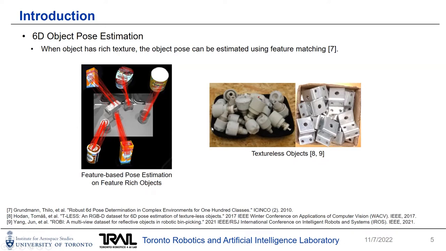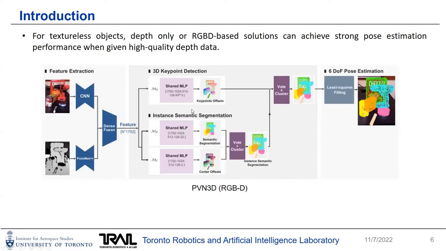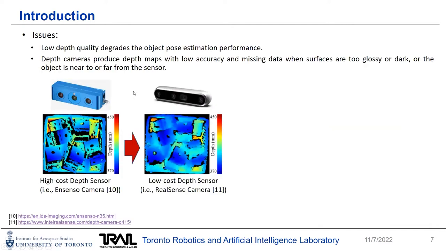To solve object pose estimation on textureless objects, people in the literature normally use depth or RGBD data. When we have high quality depth data, we are normally able to get very reliable, very accurate object pose estimates. In this case, the paper PVN3D, a 2020 CVPR paper, uses both RGB and depth images to get reliable object pose estimation. The problem with depth or RGBD based approaches is that they all rely on high quality depth, which means that when your depth quality degrades, your object pose estimation performance also degrades.